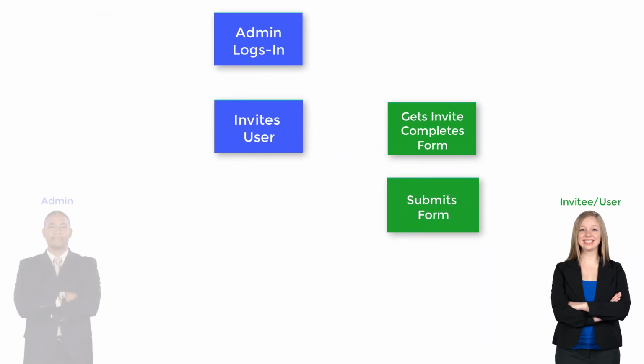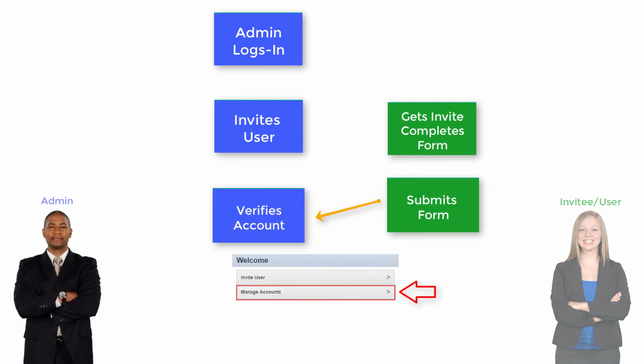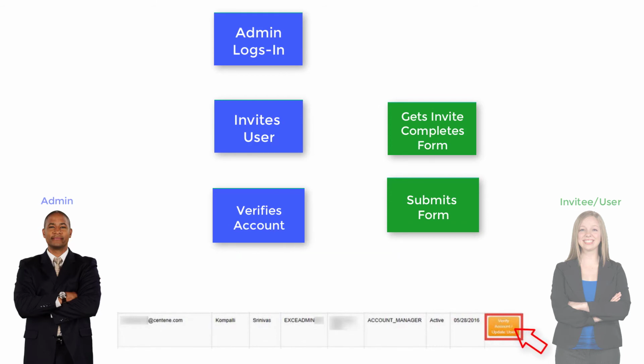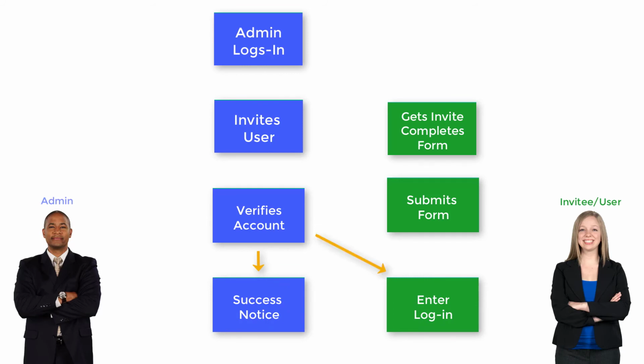The admin must verify the account. The admin goes to Manage Accounts, finds the user's name in the Search Invites, and clicks on the orange button. Once the admin verifies the account, he or she will receive a success notice, and the user will receive another no reply email. From there, they can log in and begin working.